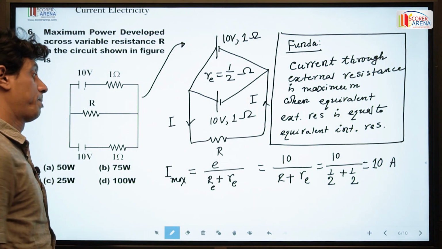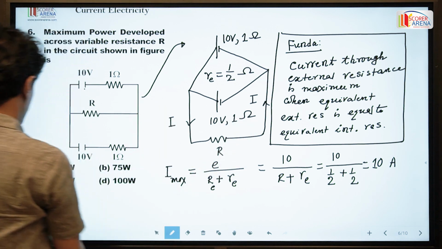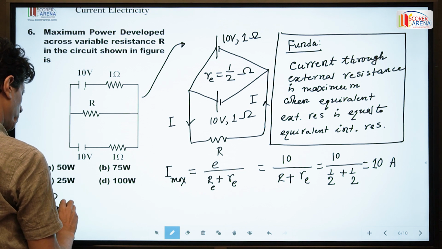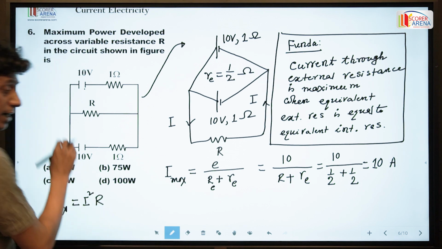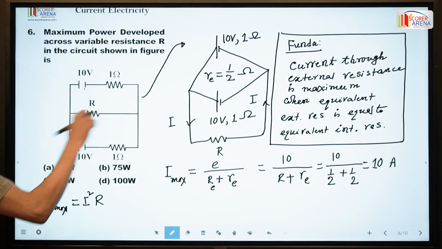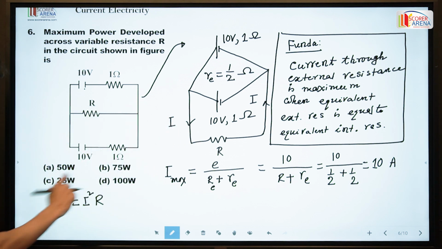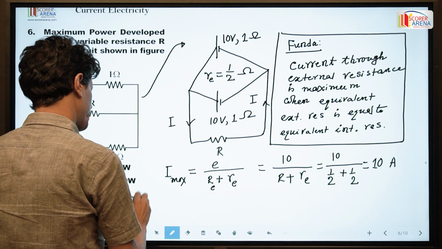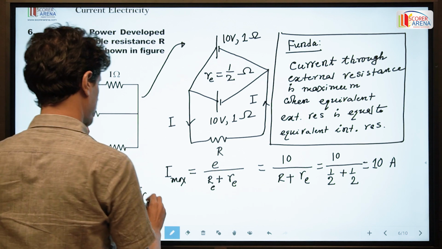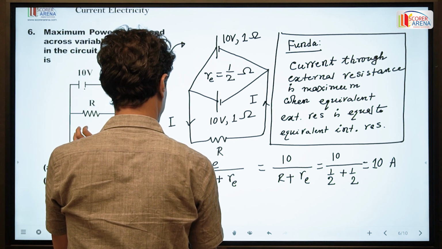Now the maximum power across this. Maximum power is I square R, since the maximum current through the external resistance is already calculated. So the formula to use is power maximum equals I square R. This is 10 ampere whole square, and the external resistance is half. So this is 50 watt. So the right option here is A.